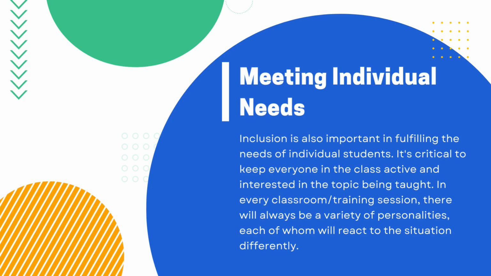Inclusion is also important in fulfilling the needs of individual students. It's critical to keep everyone in the class active and interested in the topic being taught. In every classroom or training session, there will always be a variety of personalities, each of whom will react to the situation differently. This is not always practicable in shorter courses, as a trainer or teacher may have to react at the start of the day and evaluate any special requirements. Someone with a vision handicap, for example, may want to sit closer to the front, which may be readily accommodated without disrupting the rest of the group.